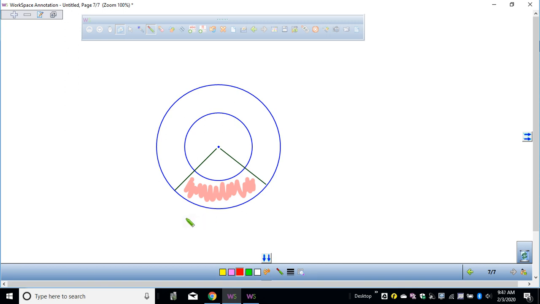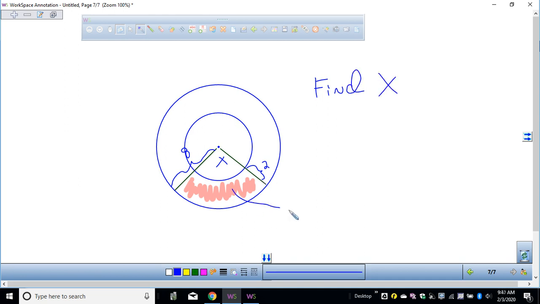the big R is 8, okay? So this is 8 from here to here, 8 from here to here. And this, even though it doesn't look like it, is 2, okay? Find X. Oh, I have to tell you something too. The area is 10 pi. Find X. Who can tell me how to set that up?